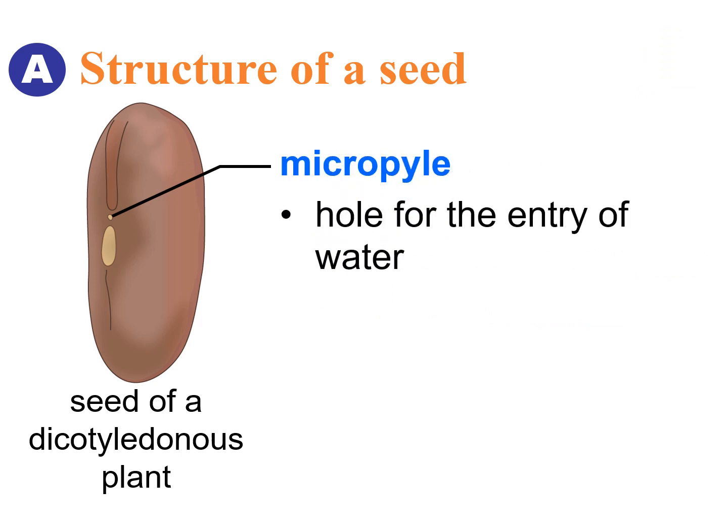In the middle of the seed, there is a very small hole. We call it the micropyle. It is the hole for the entry of water during seed germination.